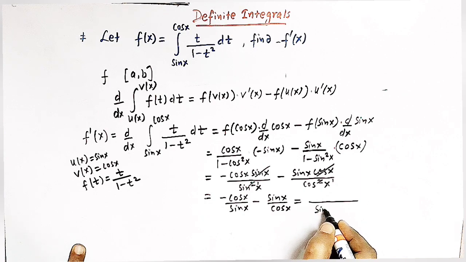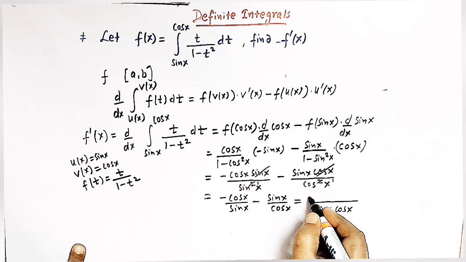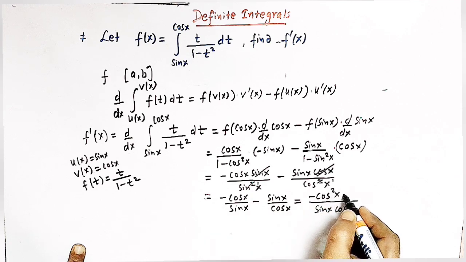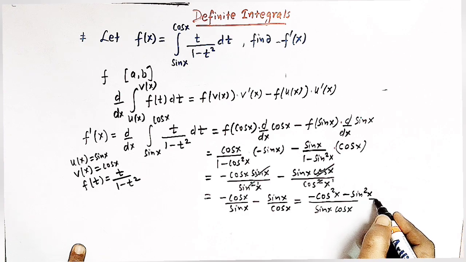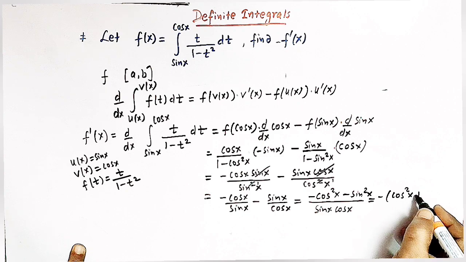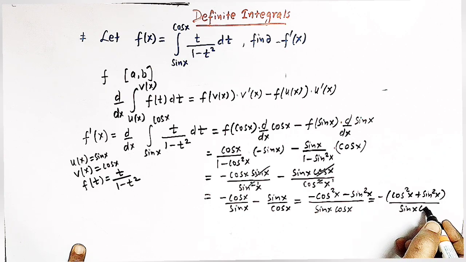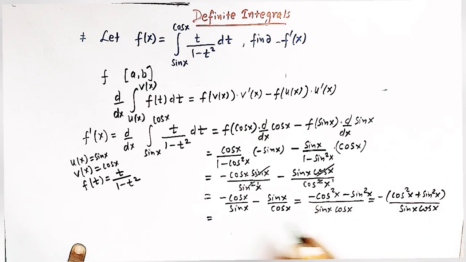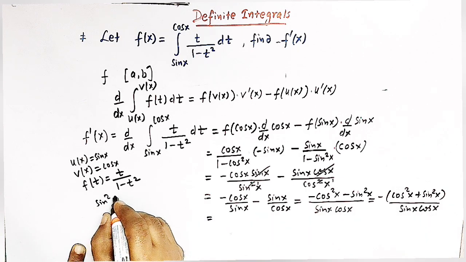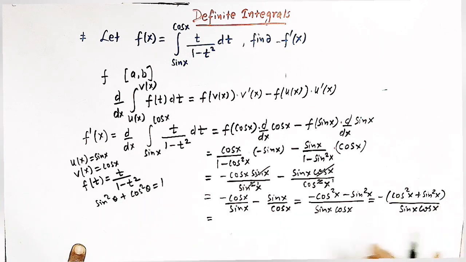So let us simplify it by taking the LCM. So here we have sine x cos x, and then by taking the cross multiplication we have minus cos square x minus sine square x, and taking the negative sign common we have cos square x plus sine square x divided by sine x cos x. And again from trigonometry we know that sine square theta plus cos square theta is equal to 1. So here we have 1, so we have minus 1 over sine x cosine x, right?